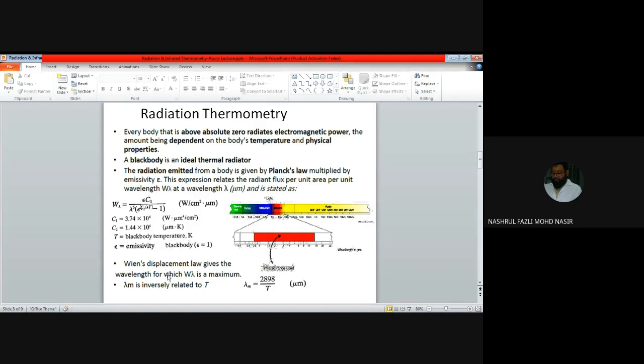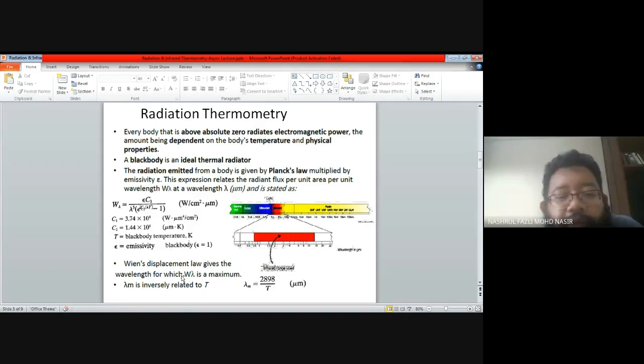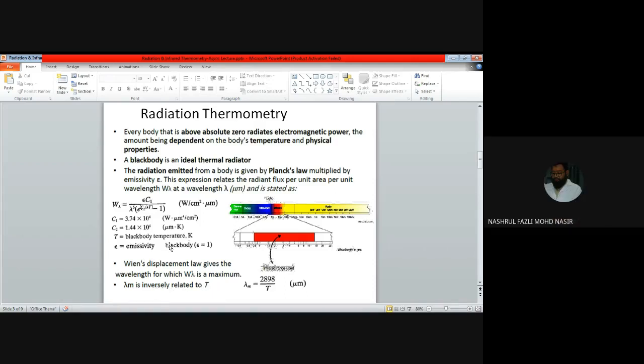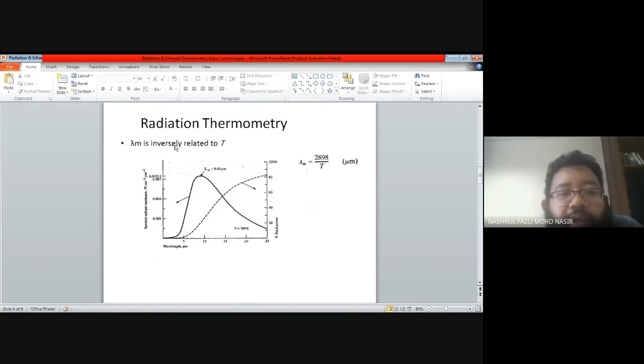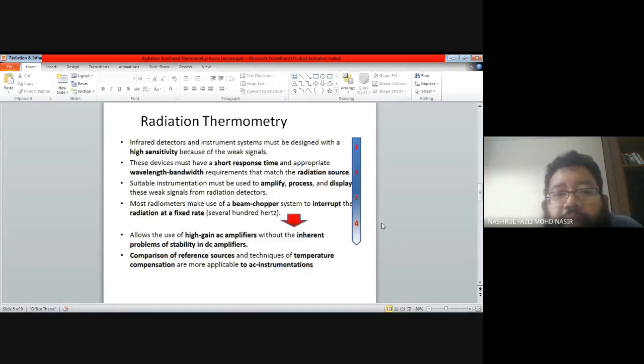And then Wien's displacement law gives the wavelength for which W lambda is a maximum. Also lambda m, in meters, is inversely related to the black body temperature. So we have this equation, this formula here. Again, lambda m is inversely related to T. This is the theory of it.